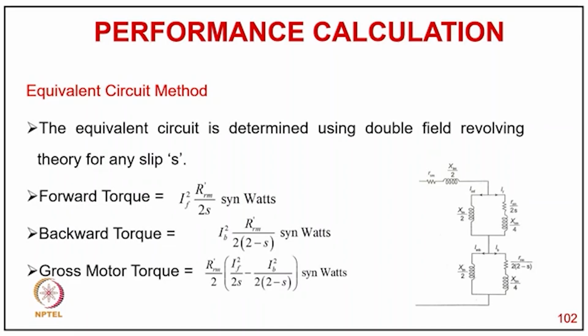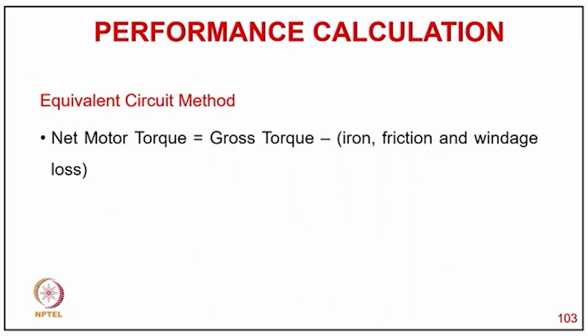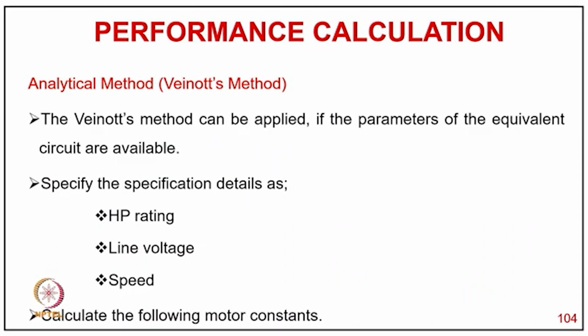forward torque is IF square RSM upon 2S, as we talked in the last lecture, as the equivalent circuit is given, and backward torque is IB square RRM divided by 2 into bracket 2 minus S, in synchronous watt. Gross motor torque is the forward torque minus the backward torque in synchronous watt. So in this equivalent circuit, net motor torque is gross torque minus iron plus friction plus windage loss.